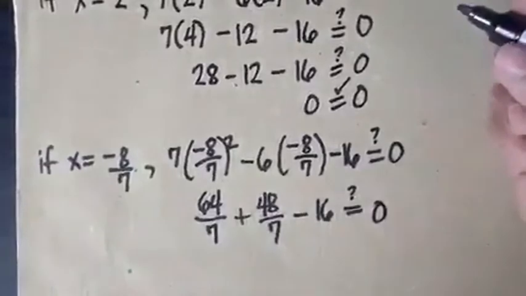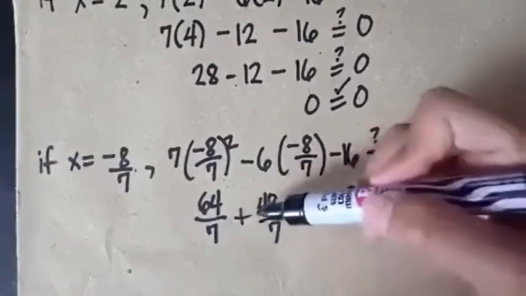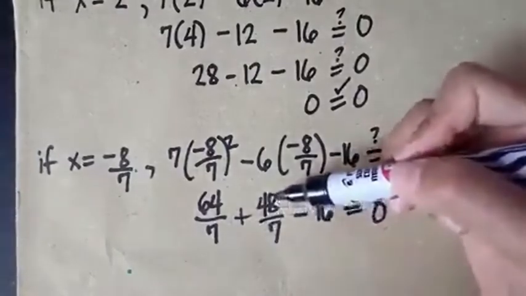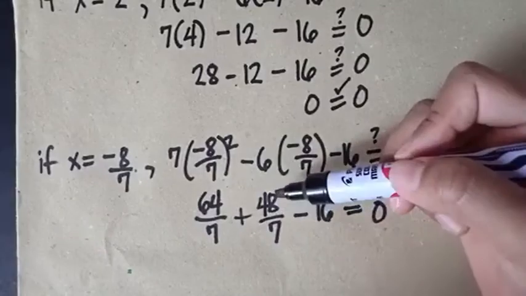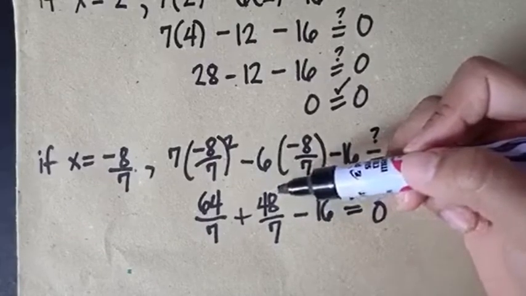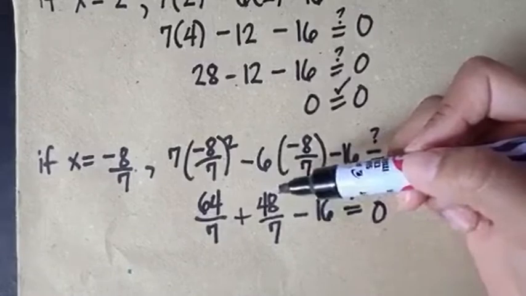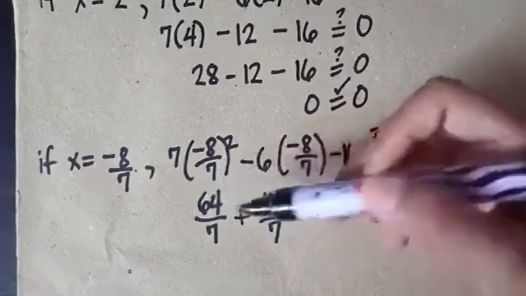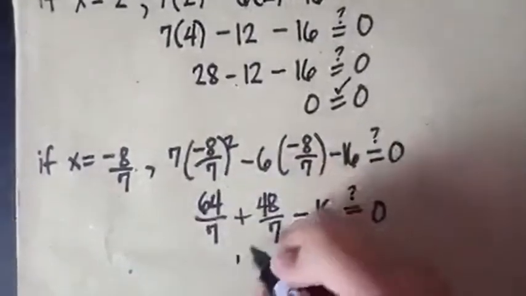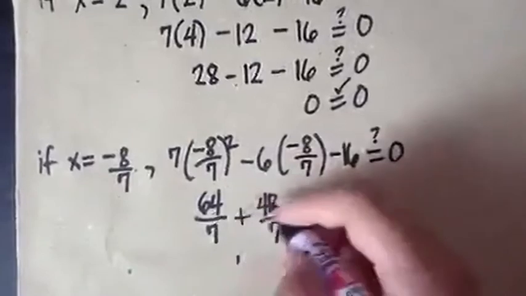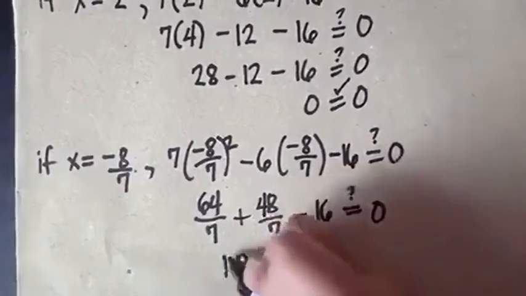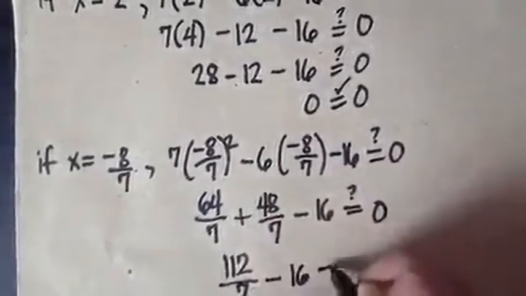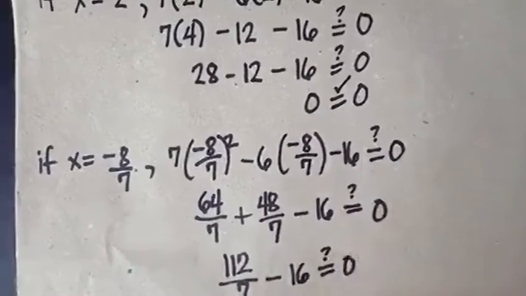Okay. So, next. 64 over 7 plus 48 over 7. So, that is 112. Let me check: 8 plus 4 is 12, carry 1. Sorry, 112 pala. So, you have 112 over 7 minus 16. Is it equal to 0?